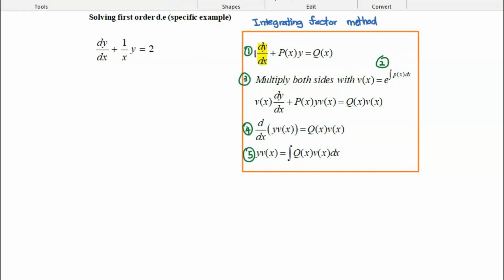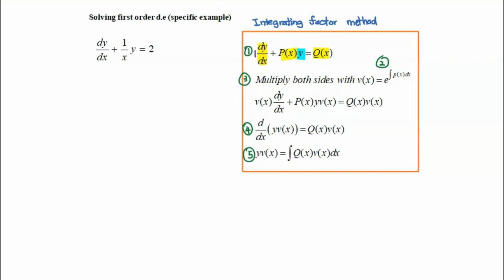Next, we will be referring to the dependent variable, so we have the y term here, and the coefficient of y is recognized as p of x. So we have p of x, a function of x or a constant, as a coefficient of y. And on the other hand, on the right hand side, we will have another function which is called q of x, a function of x or a constant.